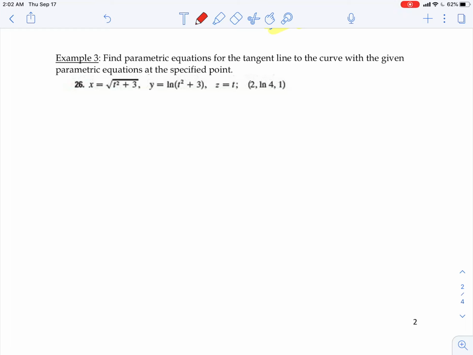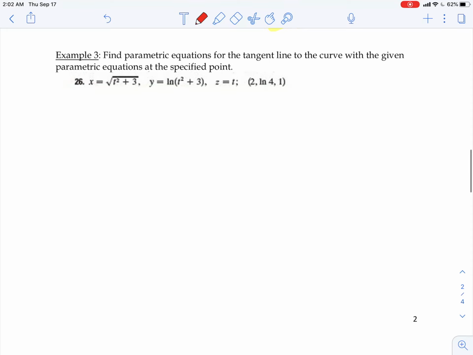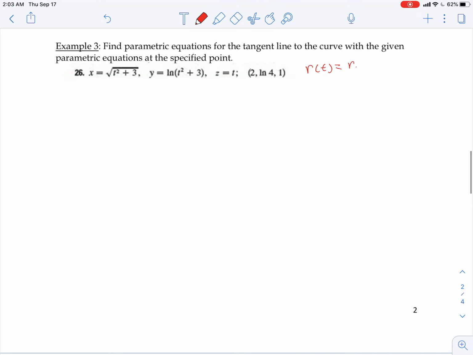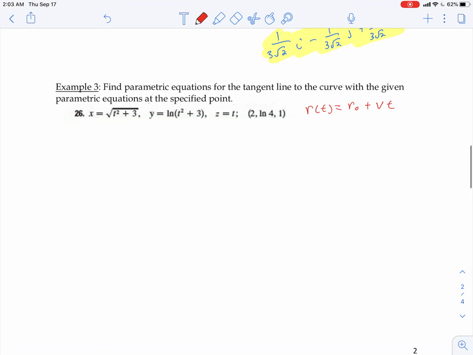Now, the next one is to find parametric equations for the tangent line to the curve with given parametric equations at the specified point. So we're not looking just for the tangent vector, we're looking for the tangent line. If you remember from chapter 12, when we're writing out an actual line, it's defined in R, where we have an initial point plus some parallel vector times t.